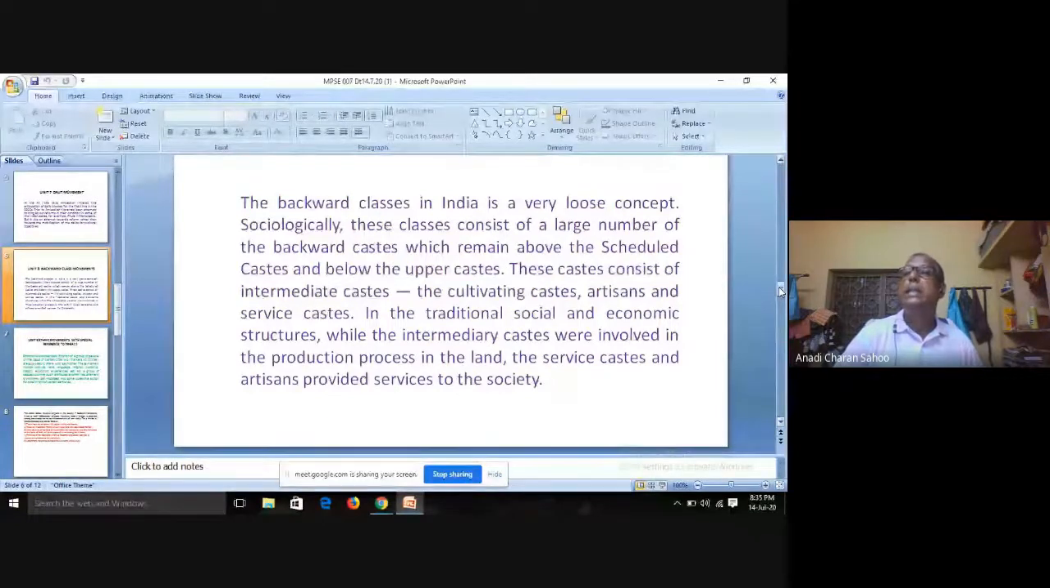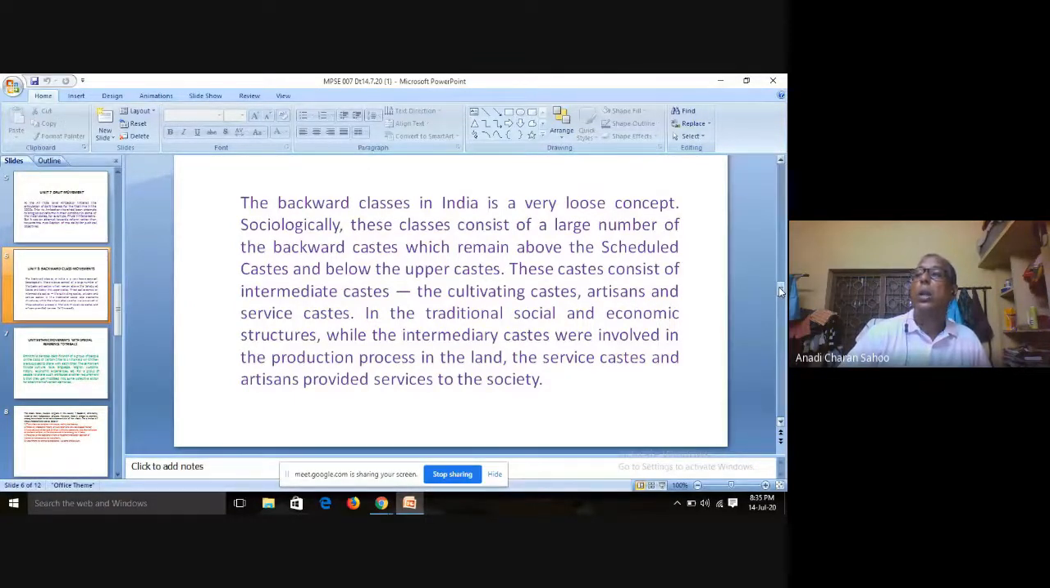The OBCs in fact include heterogeneous caste groups with differences in their social and economic conditions and political participation. Even the OBCs, which share common characteristics in terms of their place in the social hierarchy, differ from each other depending on their agrarian history.